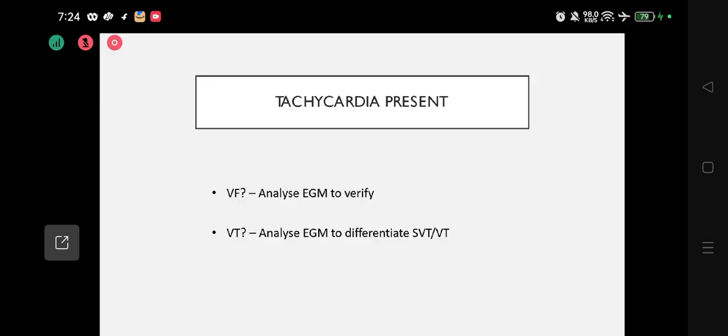Everything closed. If the EGM says a rate of more than 220, the machine will say, I don't want to see anything. It is VF. But if it is VT, the VT zone, it will analyze the EGM to differentiate SVT and VT. It wants to give a chance to the heart. Why give a shock? There are 3 discriminators.